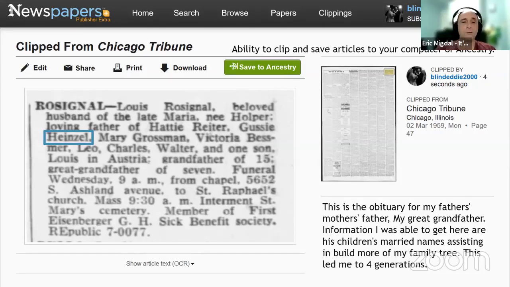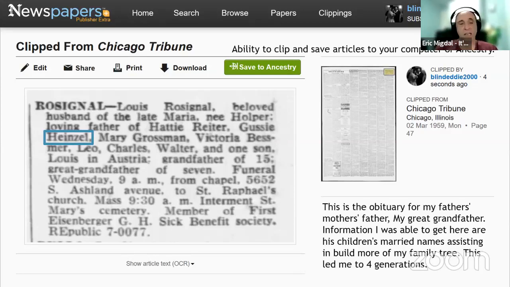They all have individual last names, married names. I will now go look for Hattie's husband, Mr. Ryder, find out who he is. Gussie has a husband named Heinzel. What's his name? When was he born? I'm going to look for that. The sons, Leo, Charles, Walter, and one son, Louis, are going to be Rosengills.